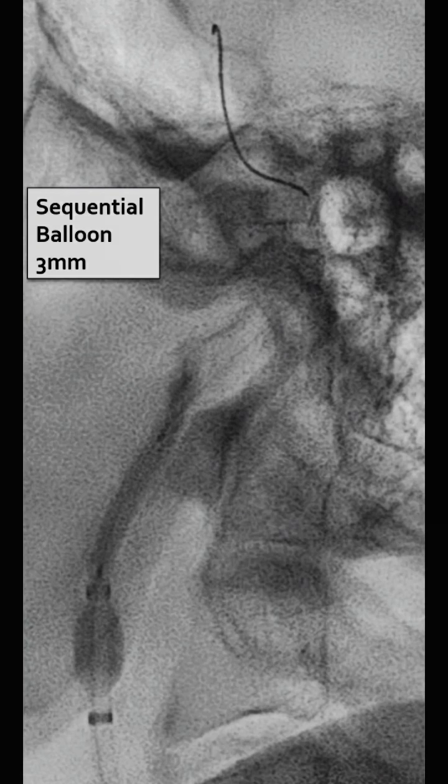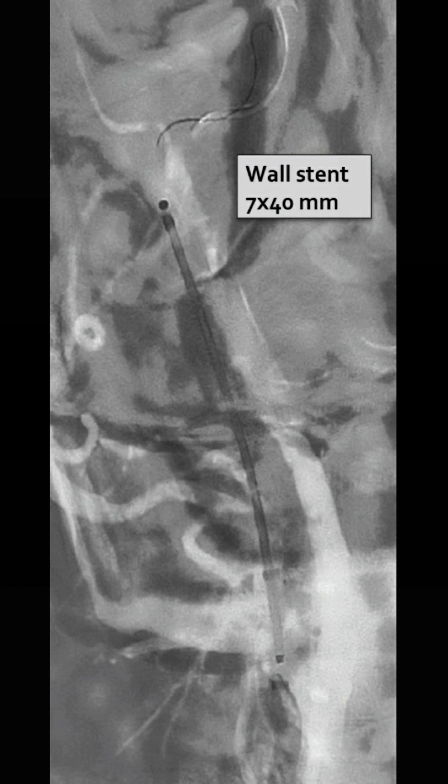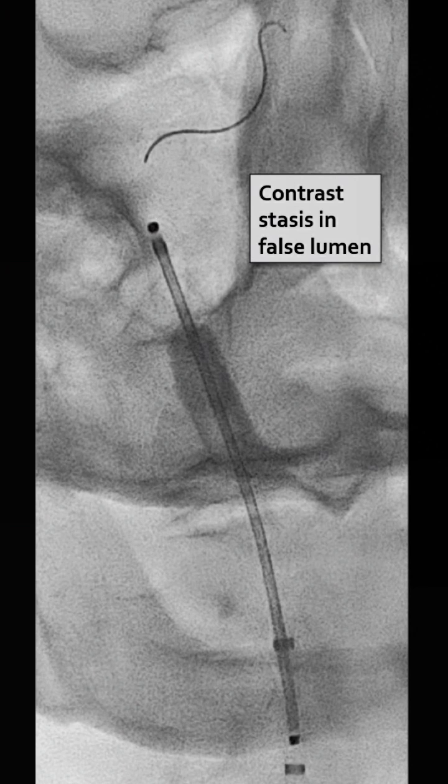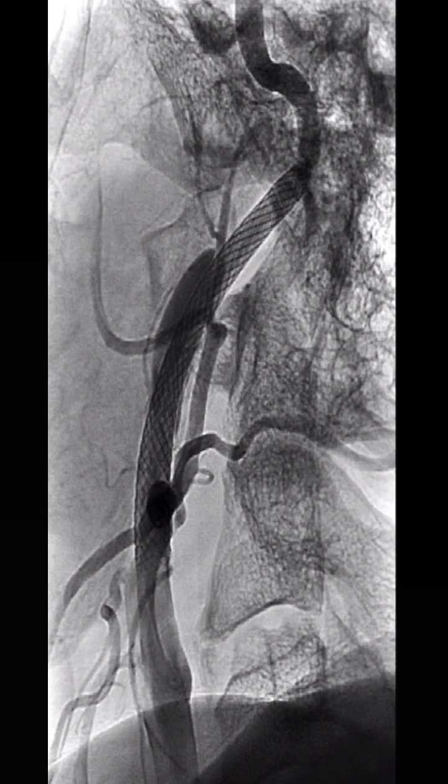In the acute setting, we moved to injectable GP2B3A antagonist. A bolus is followed with an infusion and then changed to oral drugs as mentioned above. Thereafter, a 7x40 mm Wall stent was deployed across the dissection, making sure it covers the proximal as well as distal end of the dissection.